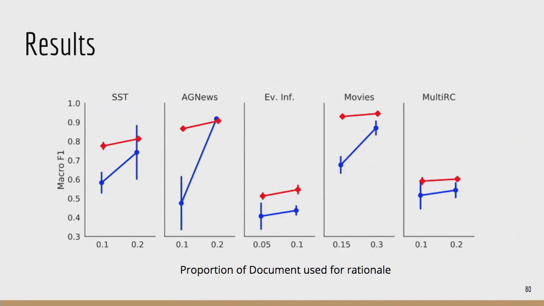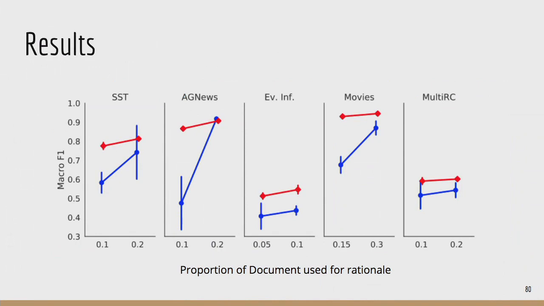And so here are some results for various rationale proportion lengths, which is, again, a hyperparameter. In our experiments, we set this based on human gold label rationales when we have them. Otherwise, we use about 20% as our base proportion. Our model is represented by the red line, and the 2016 model is represented by the blue line. And these are, again, some binary classification data sets: Stanford Sentiment for movie review sentiment, AG News, which is a news categorization task, Evidence Inference, which is a clinical prediction task, and then Movies and MultiRC as well.